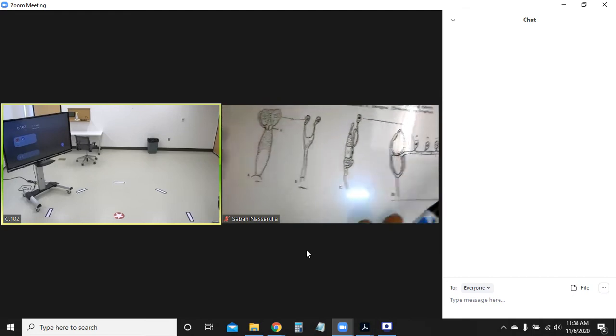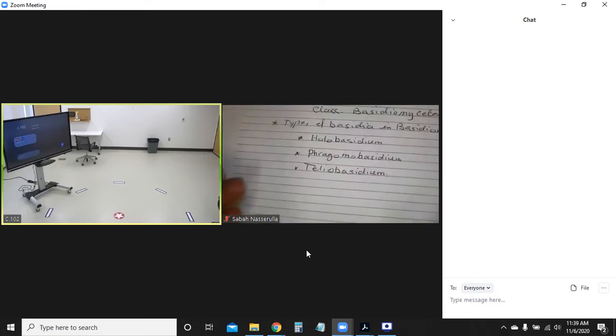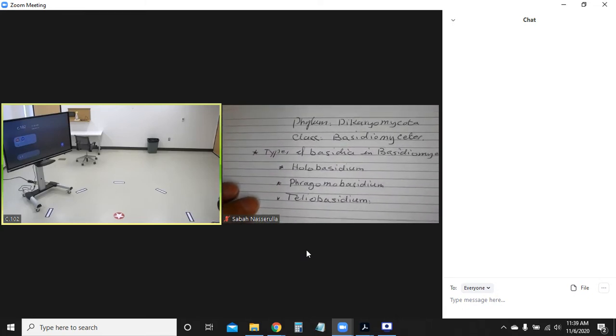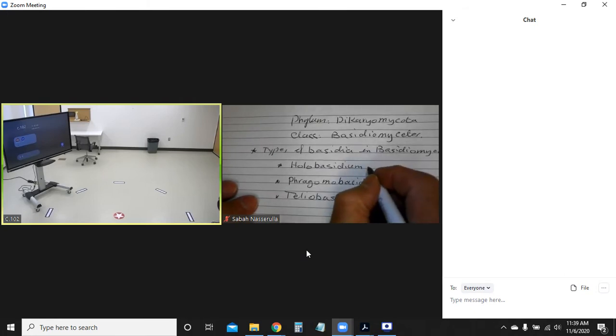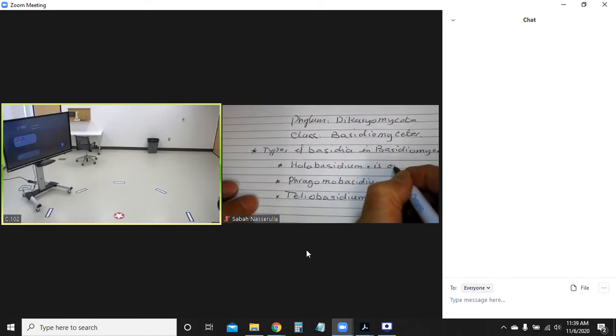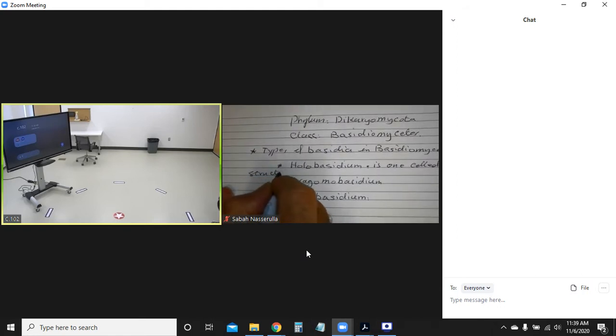So these are the 3 types, and based on these 3 types of basidia, we are going to have the different groups which show one of these types. So the holobasidium, simply to mention here, is a one-cell structure of varying shape.